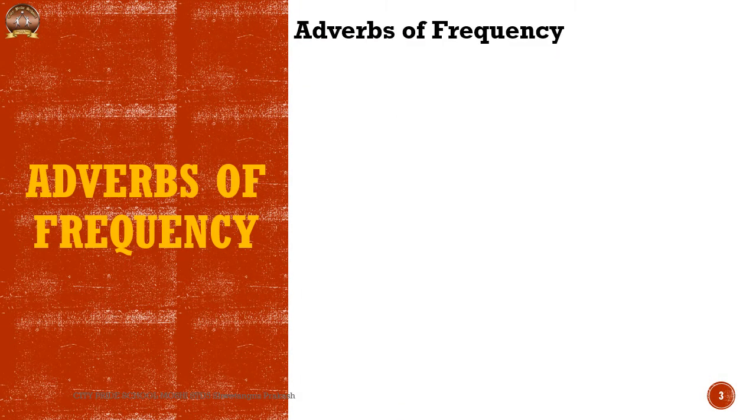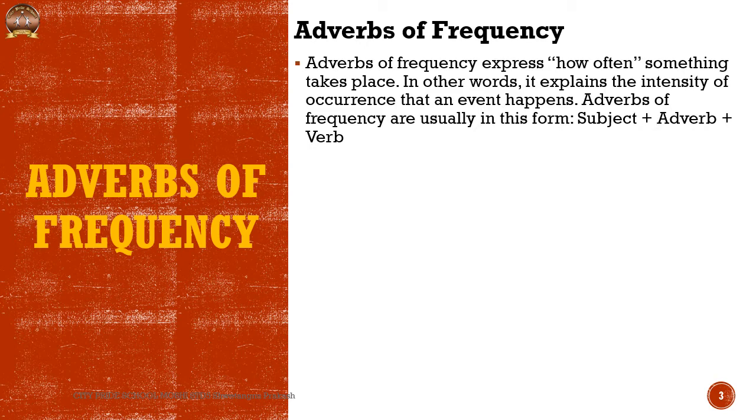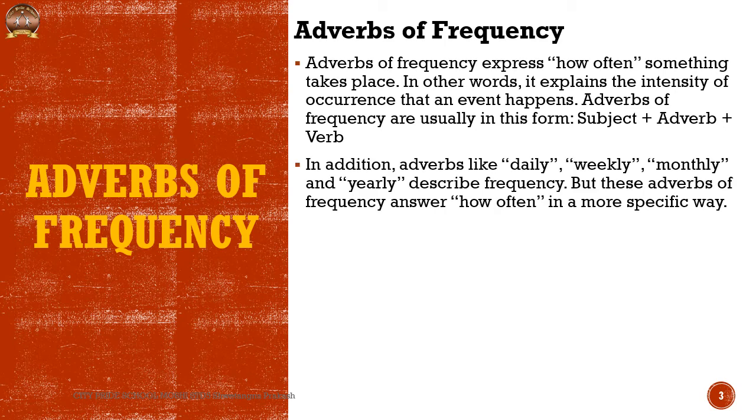Now we study adverbs of frequency. Now as we know, manner answers how, adverb of place answers where, and time answers when. Frequency answers how often something takes place. In other words, we can say it explains the intensity of the occurrence of an event. Now, usually we write it as subject plus adverb plus verb. In English, we always say usually because there is no hard and fast rule for anything. You will always find exceptions.